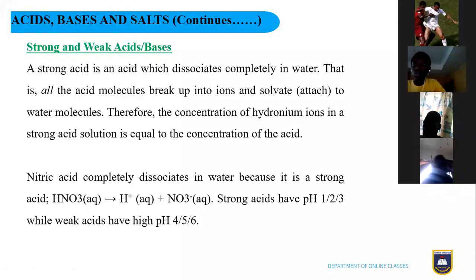So an example is nitric acid, which completely dissociates in water. It gives you H plus aqueous plus NO3 minus aqueous. Now, strong acids have pH from 1 to 3. If your pH is 1, 2, or 3, you are a strong acid. If your pH is from 4, 5, 6, then you are a weak acid. Strong acids dissociate completely in water. Weak acids dissociate partially. That's the difference. When we say something ionizes, it means it is converted into ions.